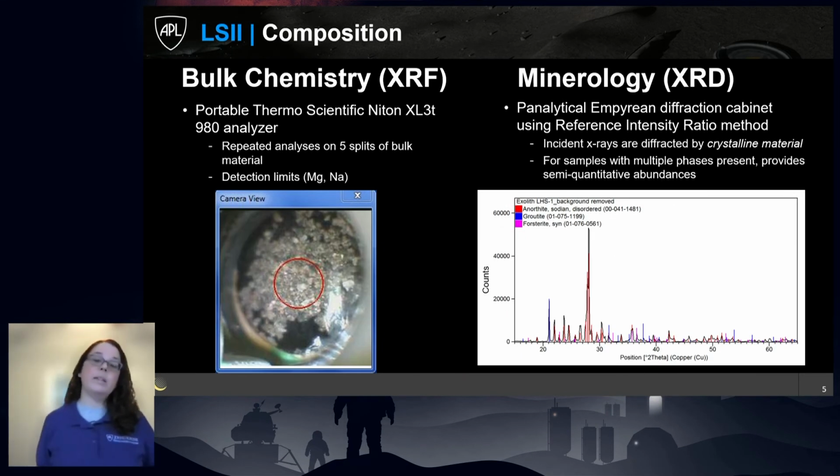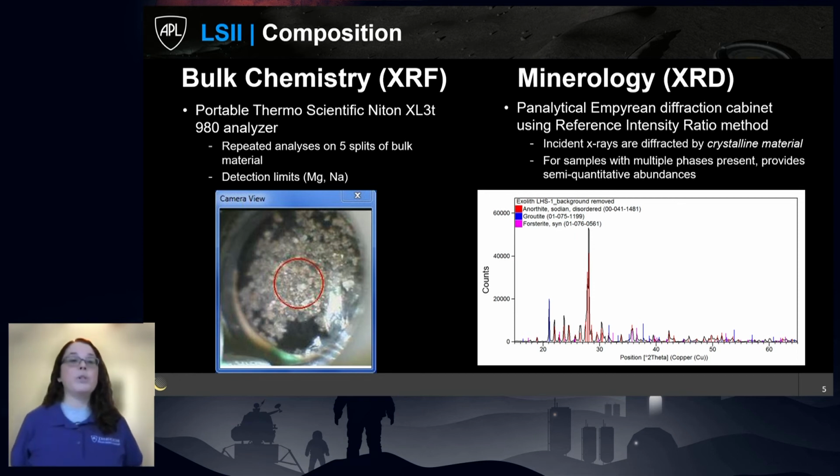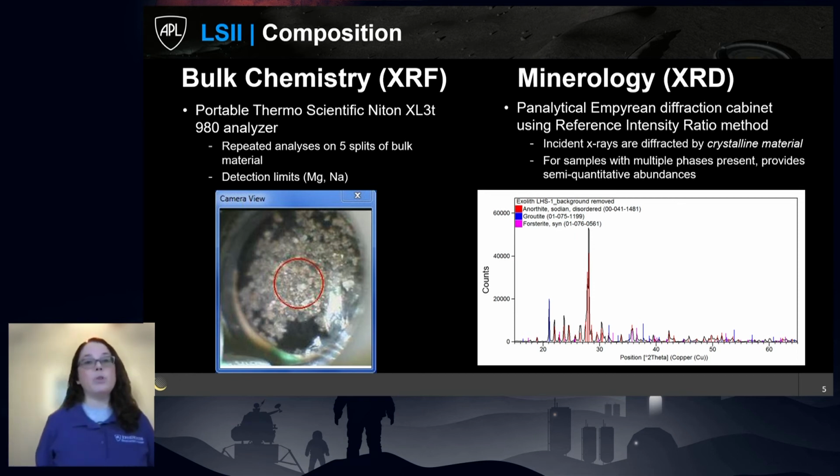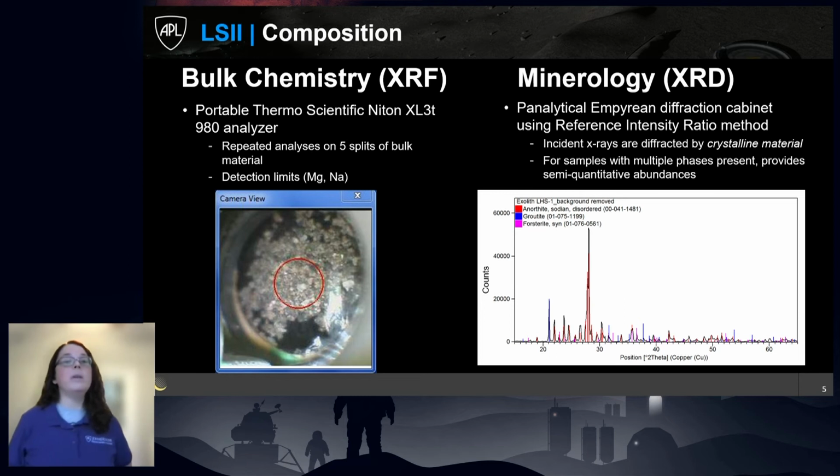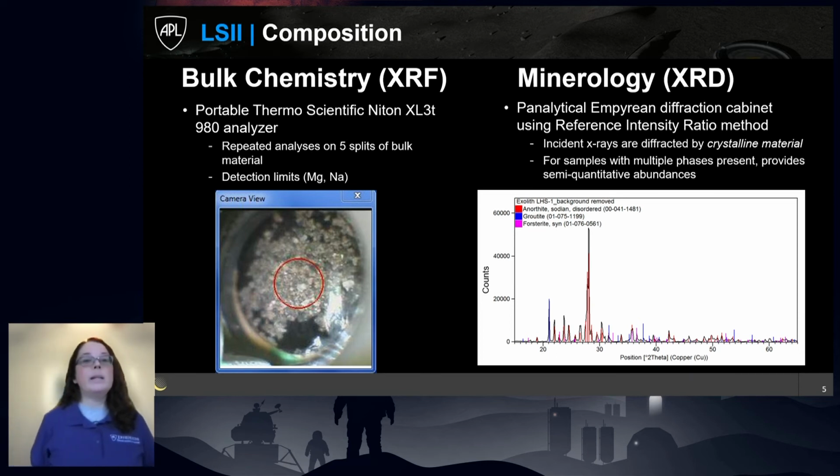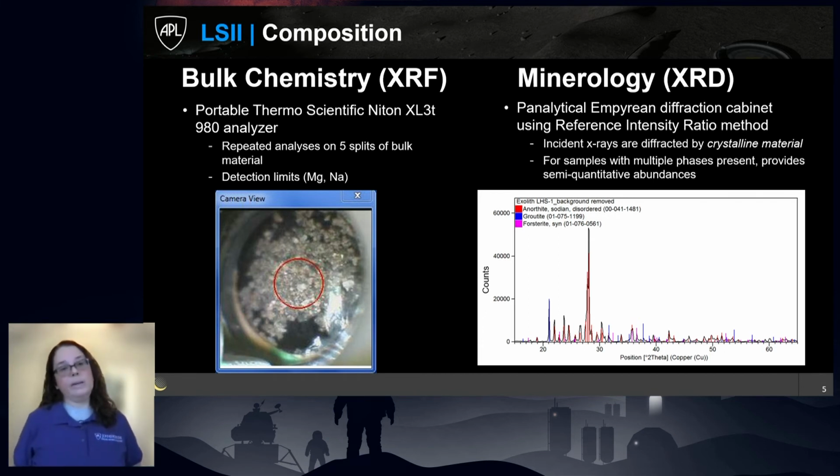When we've evaluated them, we look at composition and particle size and shape. So I'm going to start with composition. We looked at the bulk chemistry using XRF on a bulk sample. We repeated analyses on 5 splits of bulk material, and we were pushing the detection limit for magnesium, so sometimes it was a little below the detection limit. And we also couldn't measure sodium. Those are both light elements that we couldn't pick up in this particular method.